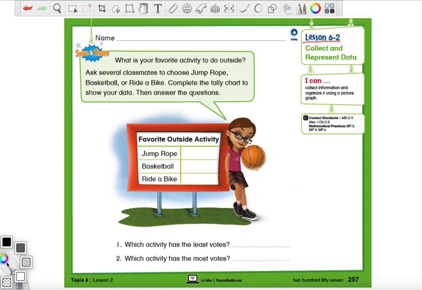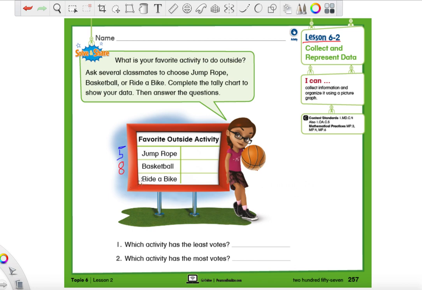Okay, for jump rope, I'm going to put this in blue. Let's pretend that in our imaginary classroom, we had 5 friends say jump rope was their favorite outside activity. And for our imaginary classroom, next is basketball. Let's pretend that 8 friends in our imaginary classroom said basketball was their favorite.